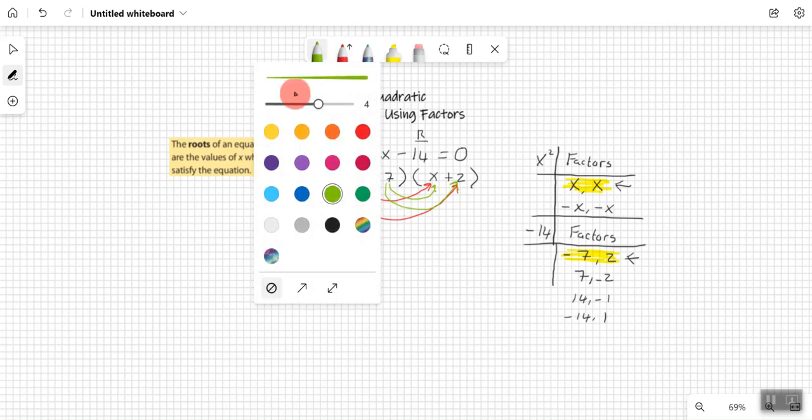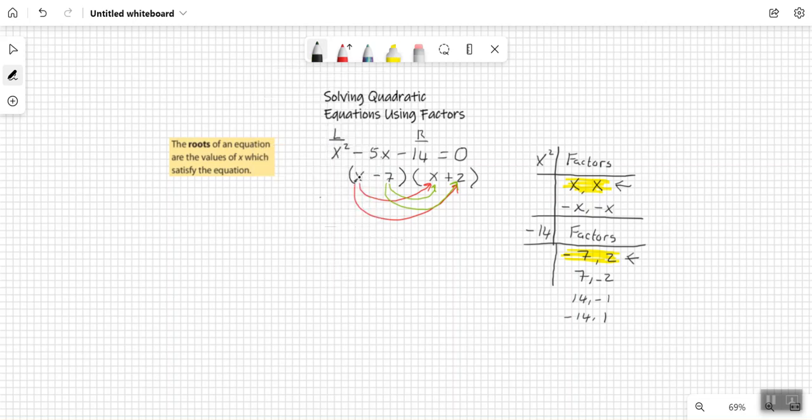And what will that look like? So let's do it now. So x multiplied by x gives me x squared. X multiplied by plus 2 gives me plus 2x. Okay, so that's the first one. Then minus 7 by x gives me minus 7x. And minus 7 by plus 2 gives me plus 14. Okay, so it looks something like that.